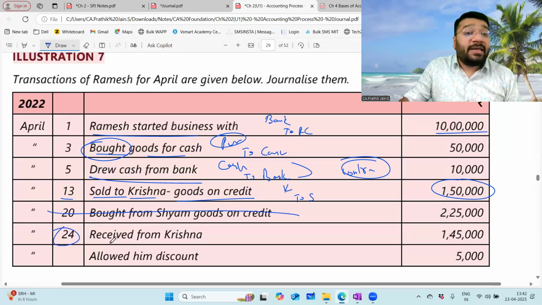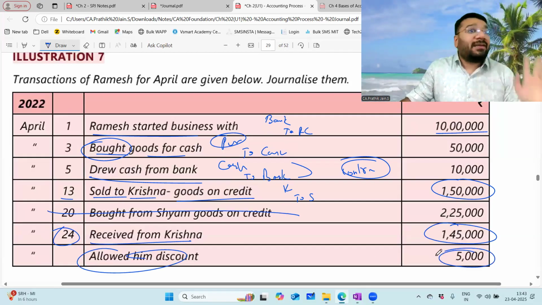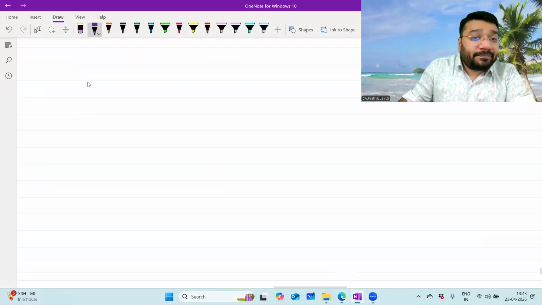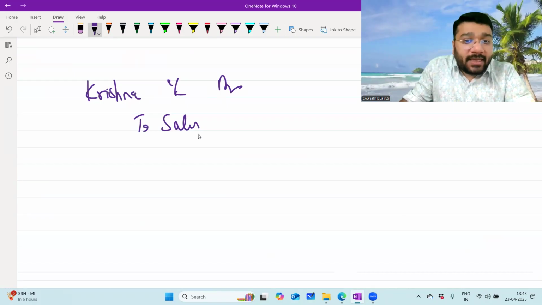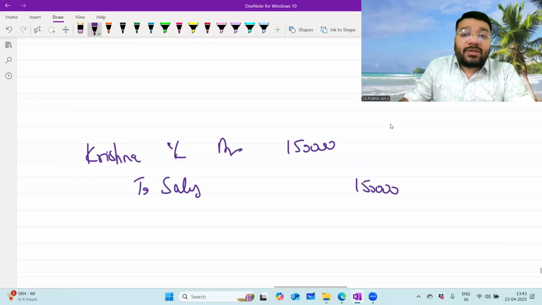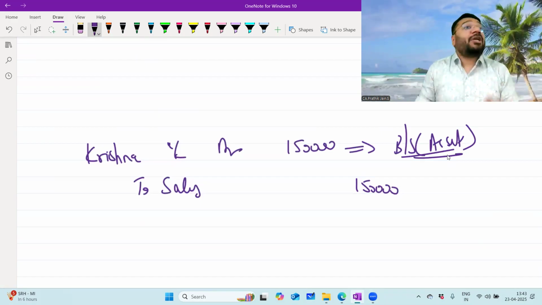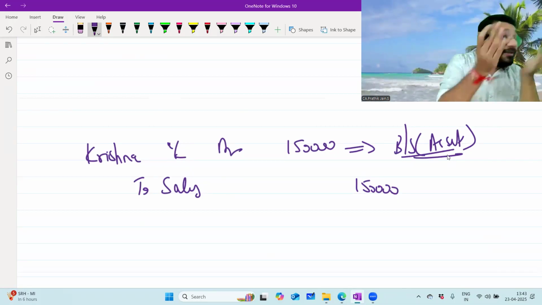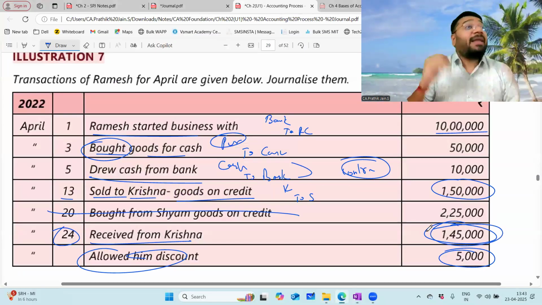I'm going to 24 transaction. Received from Krishna 1,45,000. Allowed him discount 5,000. So can I say this is full and final settlement? Now, when you sold the goods to Krishna, what is entry? Krishna account debit to sales 1,50,000. When I debit Krishna, this goes and sits where? In the balance sheet asset side. Your balance sheet on asset side is screaming and telling, receive from Krishna 150, 150, 150. Shouting and telling. Now how much are you receiving? Only 145.